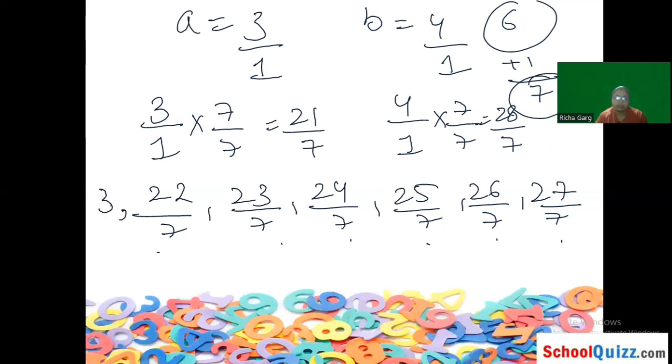So I can make it 3 and 4. Got it? So this one is easy. We have just taken one sheet to solve this question. So I will prefer this method only, as it is given in the NCERT also, if your teachers allow this method. Okay. Next.